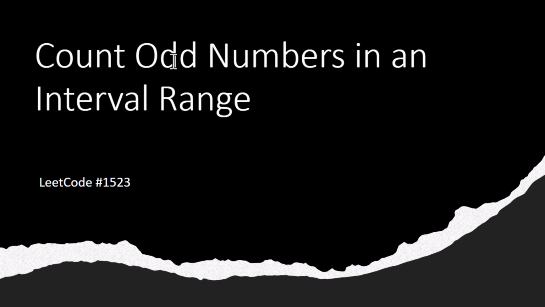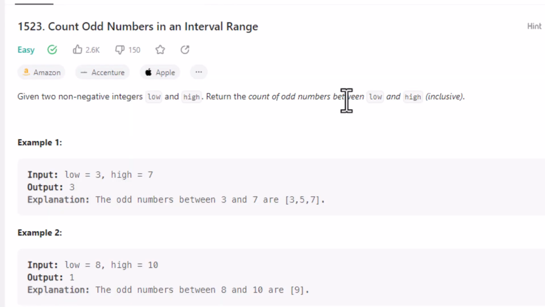Okay, today we're going to do count odd numbers in an interval range, which is LeetCode problem 1523. This problem states, given two non-negative integers, low and high, return the count of odd numbers between low and high, inclusive.